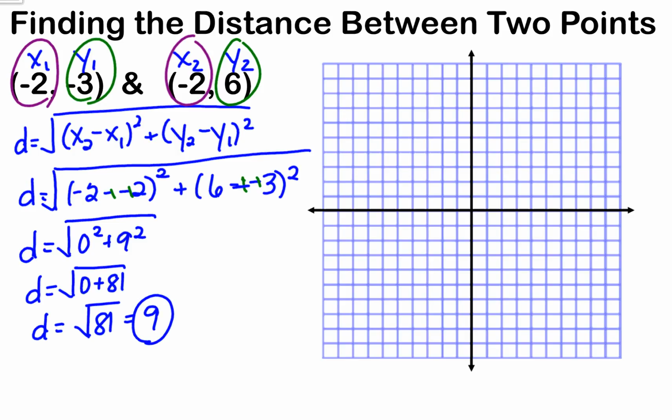But what I think is even easier is to say I have -2, -3, and -2, 6. And if I come along here, because this lines up perfectly, I can just count the boxes. 1, 2, 3, 4, 5, 6, 7, 8, 9. So either way is acceptable. Graphing it is a little bit easier.